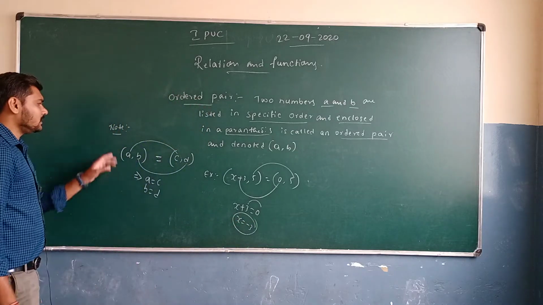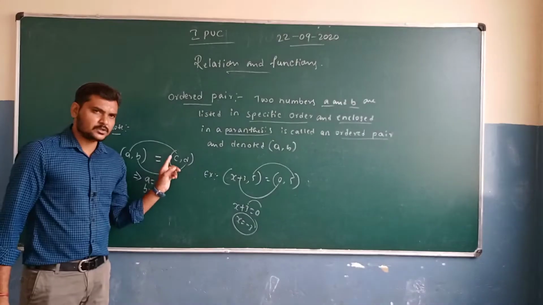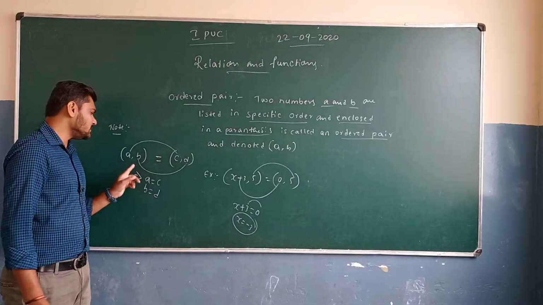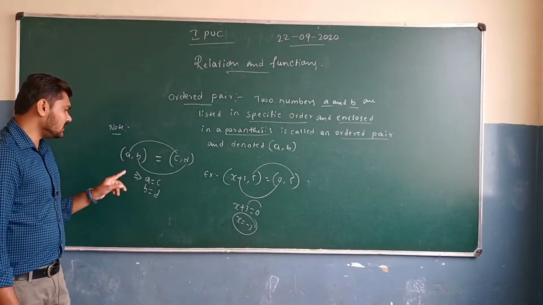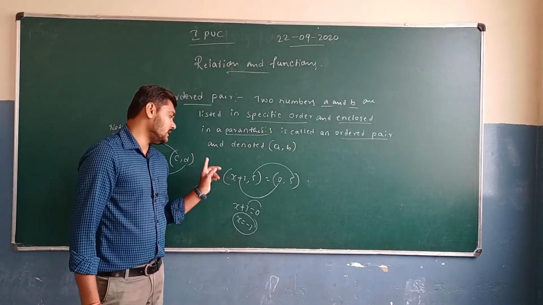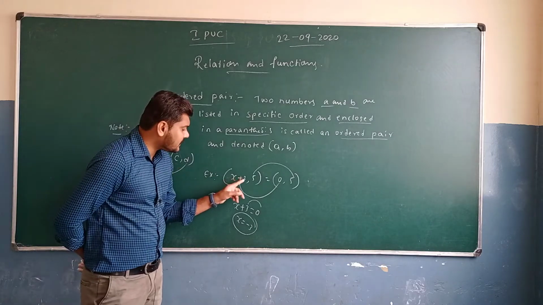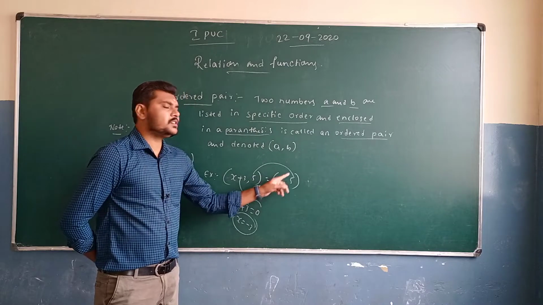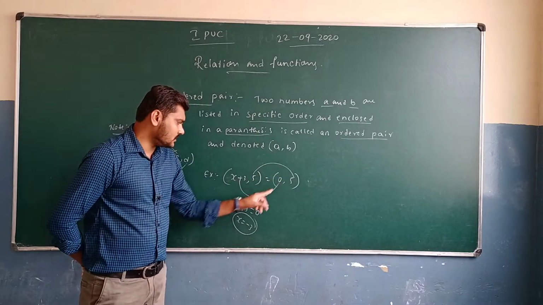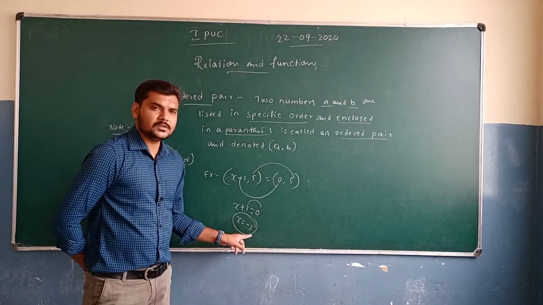Okay, so pay attention, this is the equality of ordered pairs. Suppose the two ordered pairs are going to be equal, then the corresponding elements are going to be equal. So a is equal to c and b is equal to d. If I am taking an example for equality of an ordered pair, x plus 3 comma 5 is equal to 0 comma 5. Then x plus 3 is equal to 0, then 5 is equal to 5. Since x plus 3 is equal to 0, x is equal to minus 3.